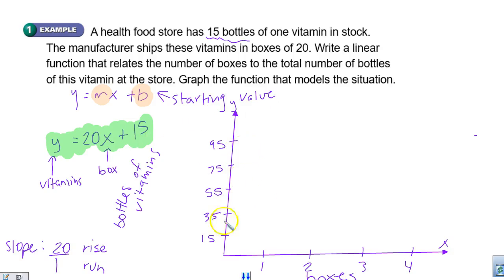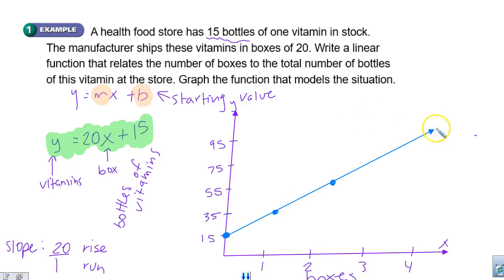So I'm going to plot my y-intercept, which is 15. So plot a point at 15 on your y-axis. And then we want to run up 20. Luckily for me, I did increments of 20. So I'm going to go up to 35, run over 1. Up to 55, run over 1. And you just have to have 3 points on your graph. You'll connect those 3 points.